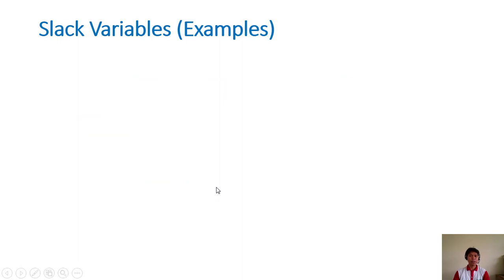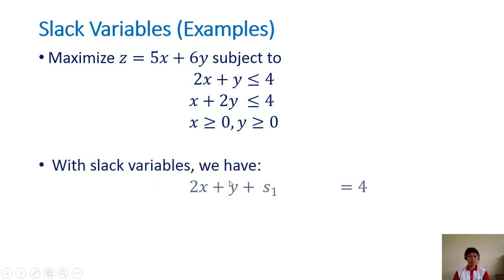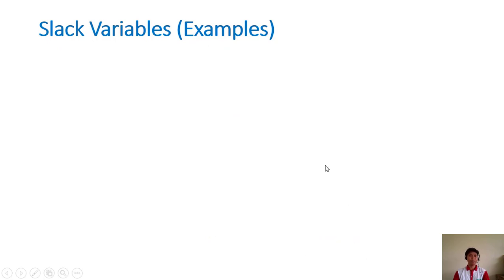Okay, we'll have an example. Maximize z is equal to 5x plus 6y subject to 2x plus y is less than or equal to 4 and x plus 2y is less than or equal to 4, such that x and y are greater than or equal to 0. With the slack variables, we have 2x plus y plus s sub 1 is equal to 4 and x plus 2y plus s sub 2 is equal to 4. And negative 5x minus 6y plus z is equal to 0.